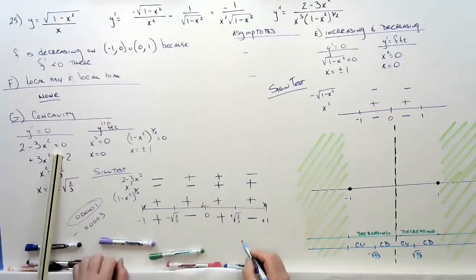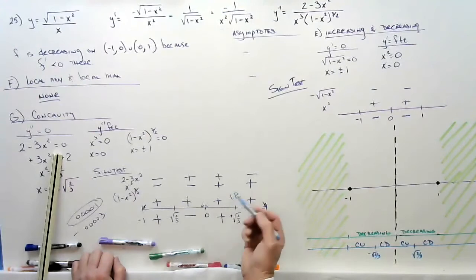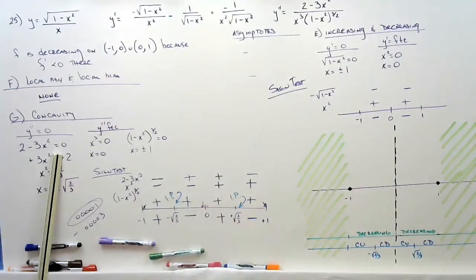So this is an inflection point right here. It's in the domain, so it's an inflection point. This is an inflection point. It's in the domain. This is not an inflection point. It's not in the domain. Now we can draw our graph.